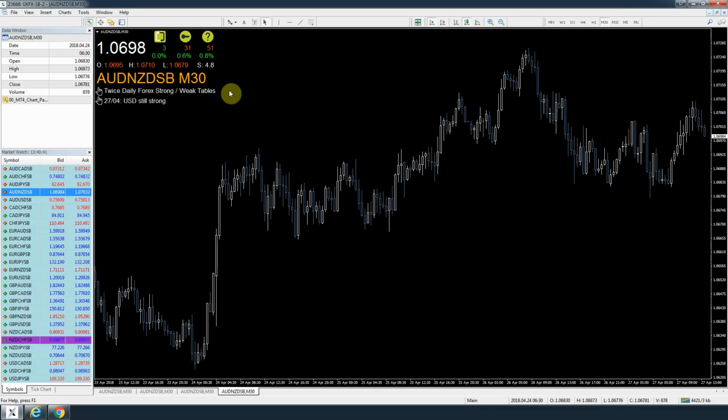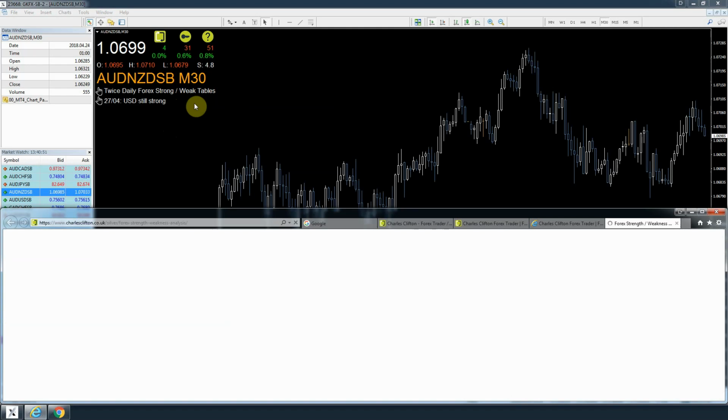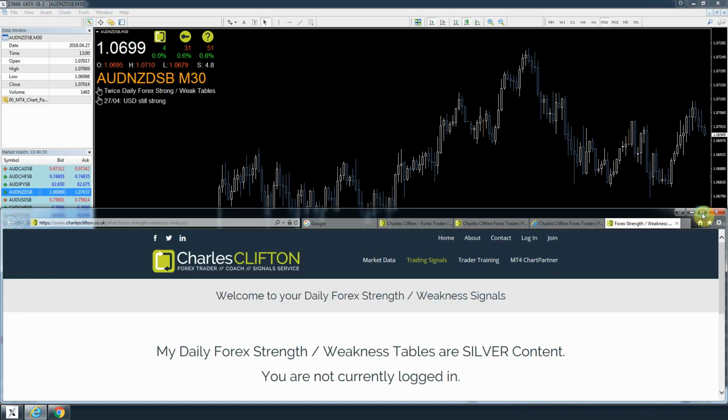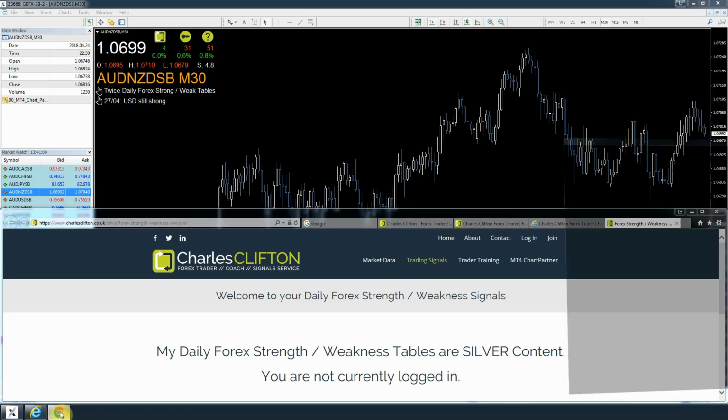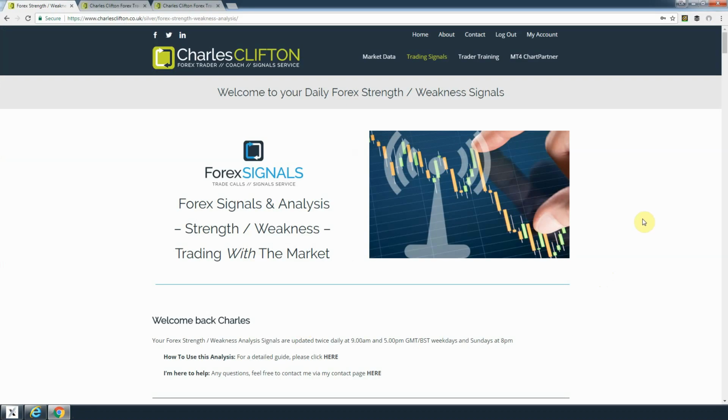The bit that's probably taken your eye now are these two rows of text underneath. This is our one-click access side of the business. Clicking, for example, twice daily Forex strong week tables will, in one click, take you straight to your login page. Now, if you're not logged in, this is what you're likely to see. If you are logged in, this is what lies on the other side of that particular link.